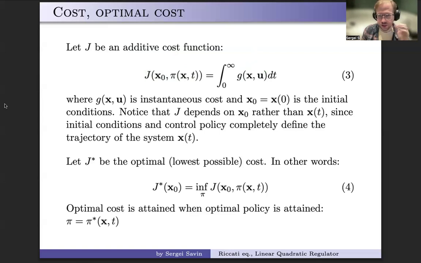And this might be obvious, but hopefully we understand that those two completely define the solution of the system. So if you have an x dot equals f of x, u system, then knowing the initial conditions and knowing the control law gives you the solution. So your solution does not depend on anything else. All right. So that is the cost.